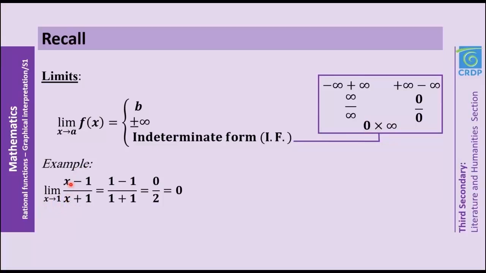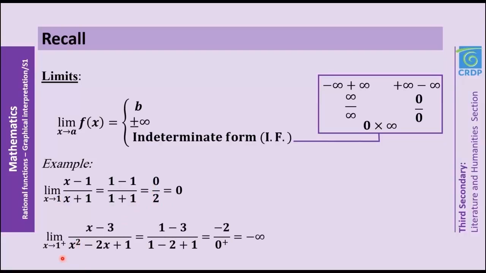We substitute the values of x by 1. The result was 0 divided by 2, which is equal to 0. In the second example, we want to determine the limit of this function as x tends to 1 plus. Similar to the previous example, we need to substitute the values of x by 1. The result was minus 2 divided by 0 plus, which is minus infinity.